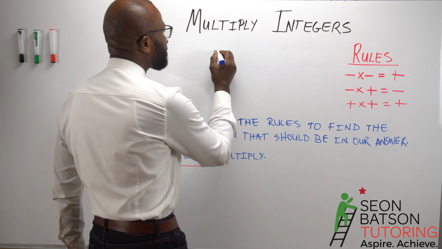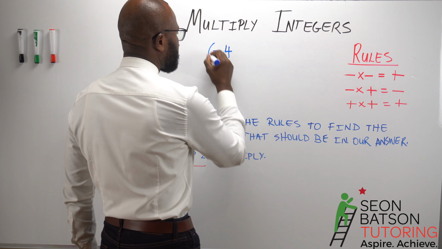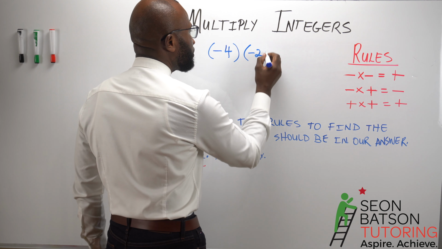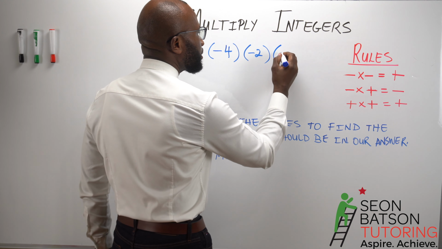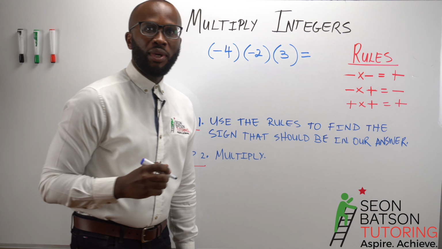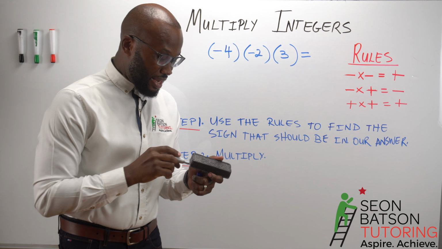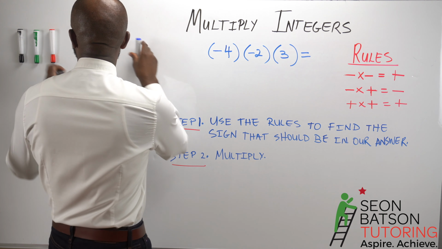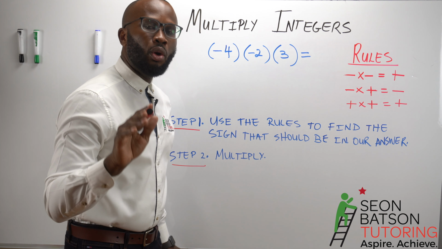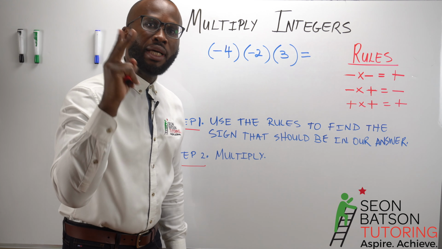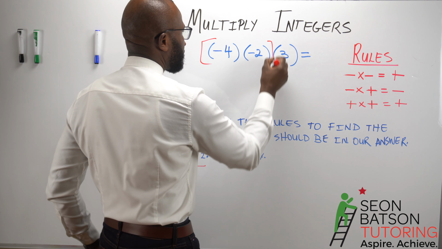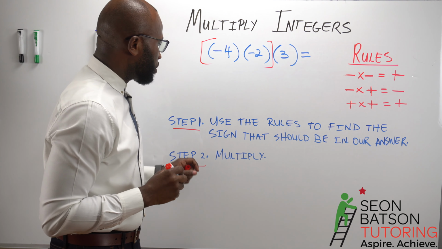Let's say we have a negative 4 times a negative 2 times 3. Now we have 3 integers. Whenever you have 3 integers, don't sweat it. Work with 2 integers at a time. So we will work with these 2 first. And we will go to the steps.